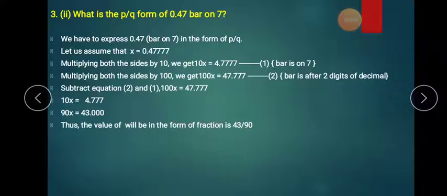So dear students, the previous question and this question are very important. You practice this question nicely, repeatedly. Got it clear? Now let us move to the next question.